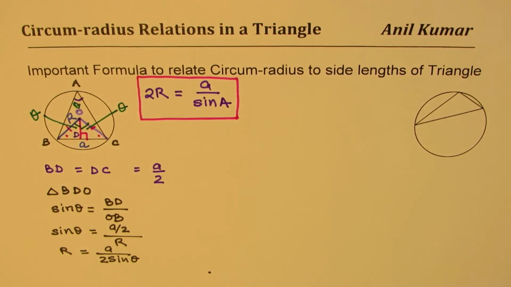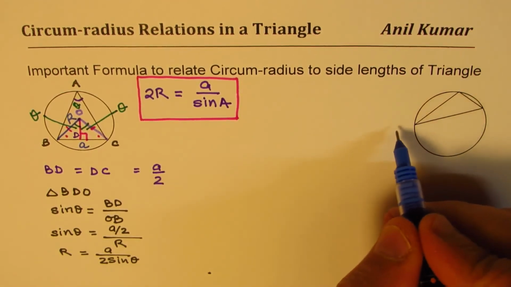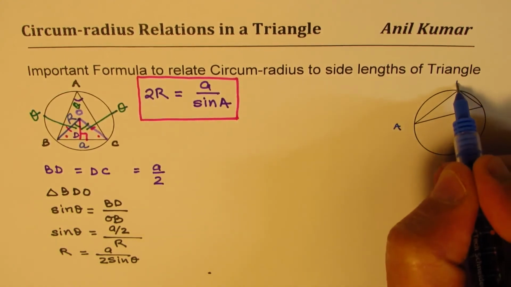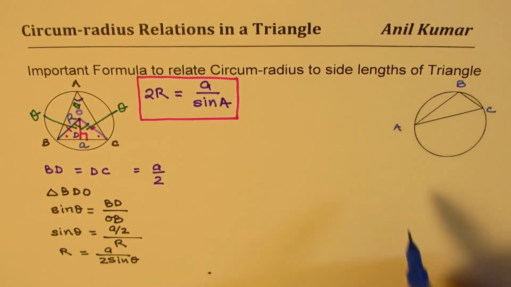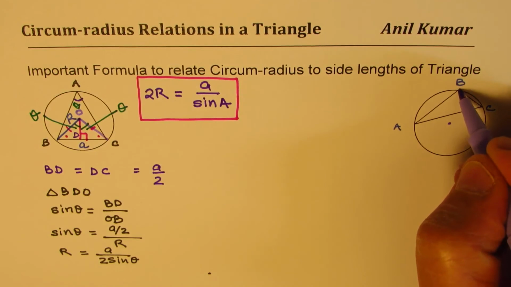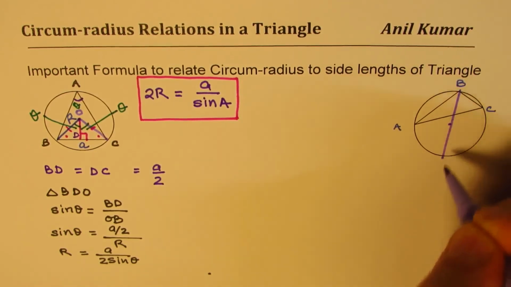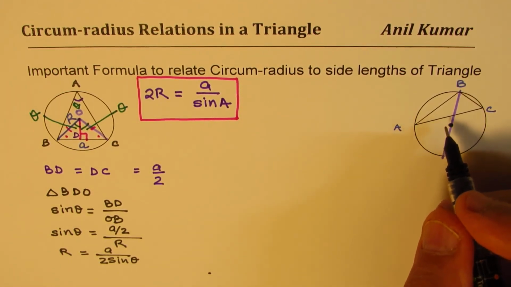Now let's also derive another formula where we will relate the side lengths with the circumradius. So for that, I have a triangle here, and we'll take this triangle as, let's say, triangle ABC, any triangle which is circumscribed with this particular circle. Now let's join point B with the center of the circle, right? Let's say this is the circle center, then that becomes the diameter, right? Let's call this point as point D.